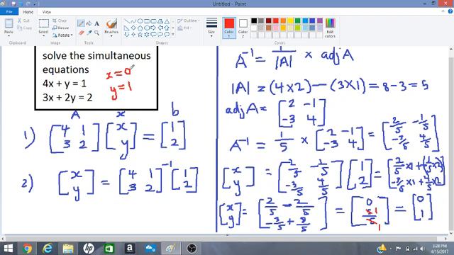If we substitute 0 into any equation for x, we'll have 4 times 0 is 0 plus y, which is 1, and we will get back 1. If we substitute x equals 0 into the second equation, 3 times 0 is 0 plus 2 times 1 will give us 2. So our answers are correct, and this is how we use matrices to solve simultaneous equations. Thanks for watching.